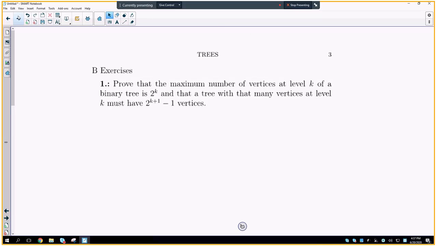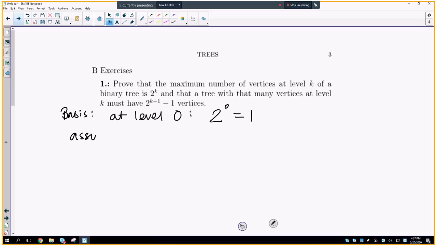Our first exercise is asking us to prove that the maximum number of vertices at level k of a binary tree is 2 to the power k. And this result is pretty simple, so let's try to understand that. I'm going to do it by induction. So we'll start at level 0. Remember, this is the root, and there is exactly one vertex. That is 2 to the power 0. That makes sense, so the basis of the induction is good. Your induction starts at 0.